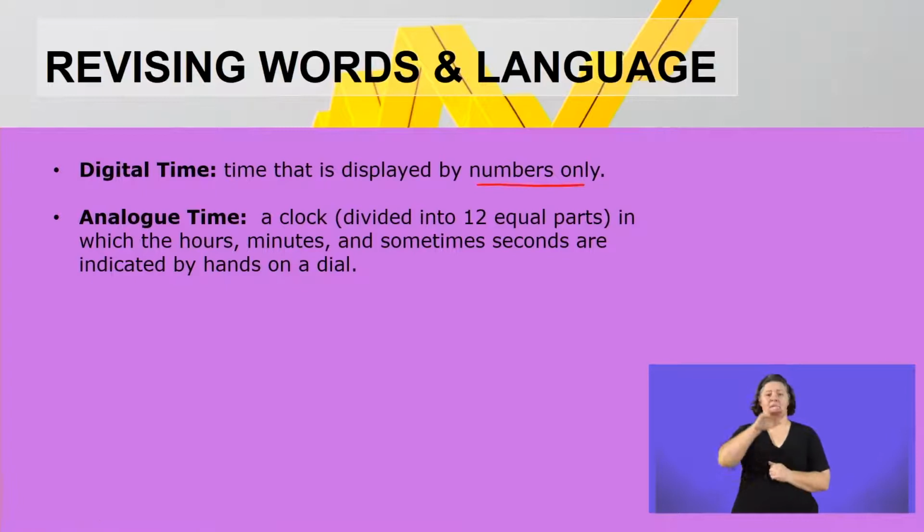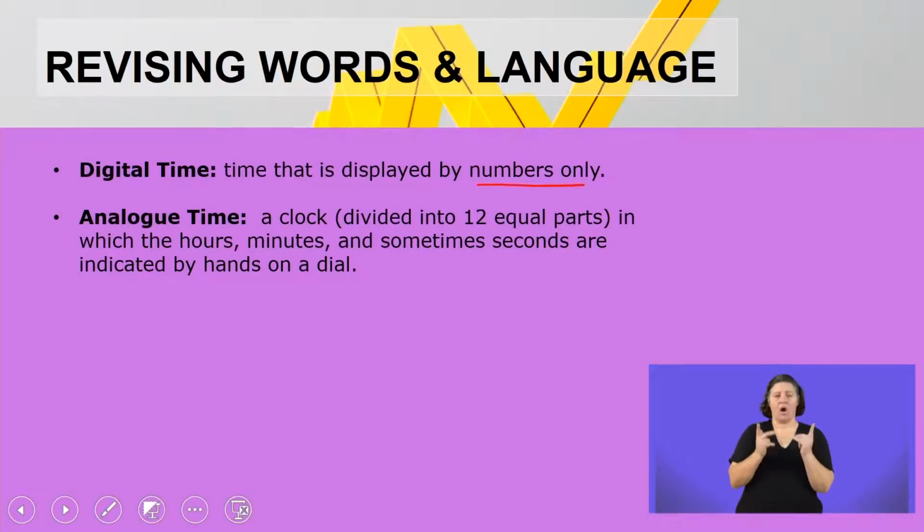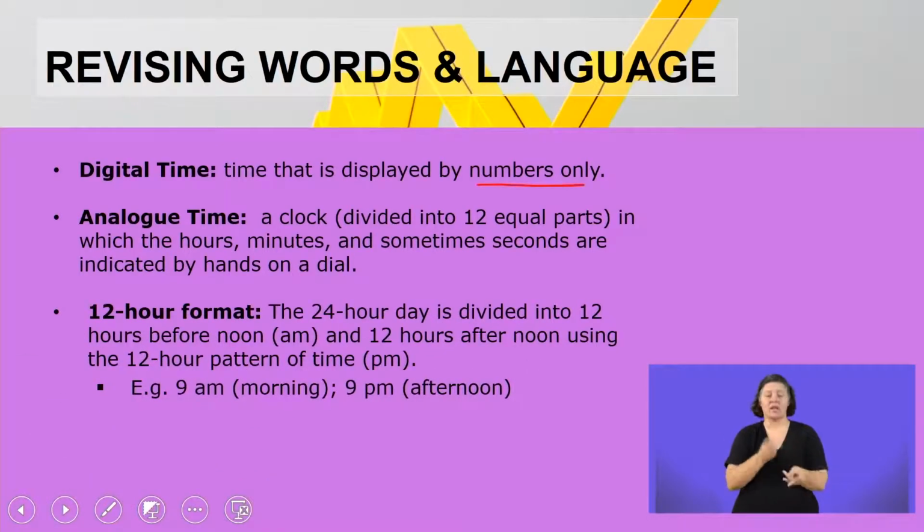Then analog time is where we have a clock divided into 12 equal parts, in which the hours, minutes, and sometimes also the seconds are indicated by hands on a dial. Then we have our 12-hour format. The 24-hour day is divided into 12 hours before noon, that's AM, and thereafter 12 hours afternoon, using the 12-hour pattern of time. That's your PM afterwards, right? So for example, 9 AM, that will be in the morning, and then we have 9 PM in the evening.